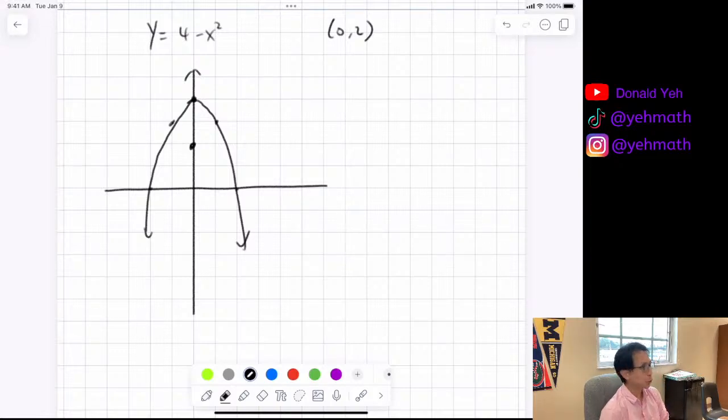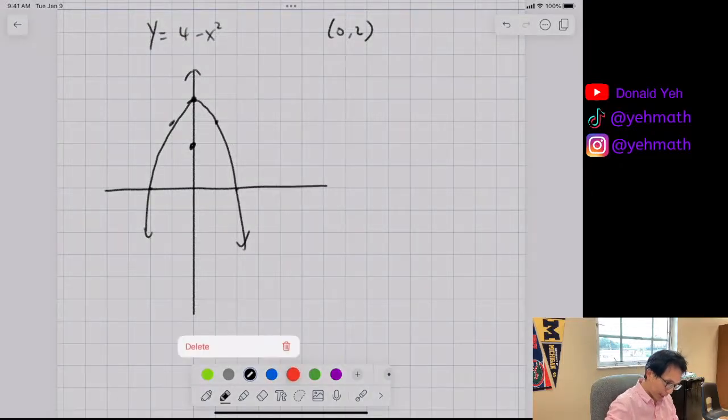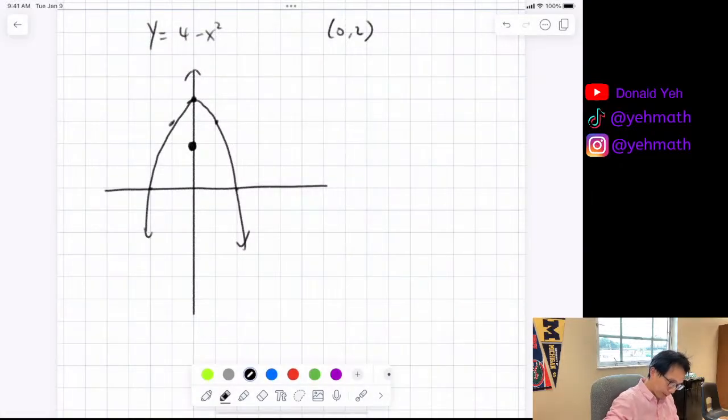How do we find the shortest distance? What are we trying to optimize here? We want to find the shortest distance from this red dot to the curve. Where is the shortest distance to the curve? Where do you think?